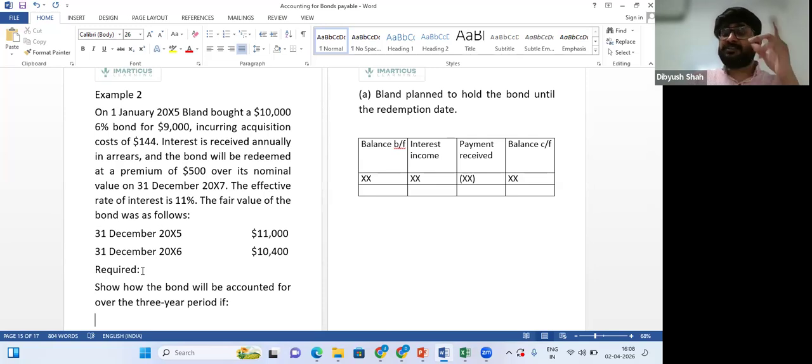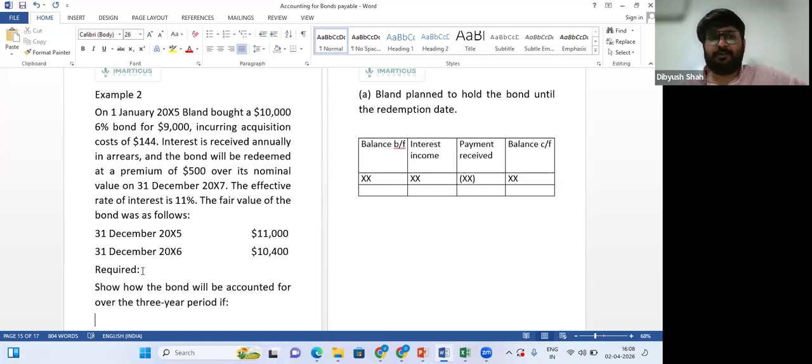Any acquisition cost incurred. Remember, in FVPL, fair value through profit or loss, we expensed it, wrote it off in the profit and loss account. But here we will bring it to the balance sheet, and it will be written off on an amortized cost basis.